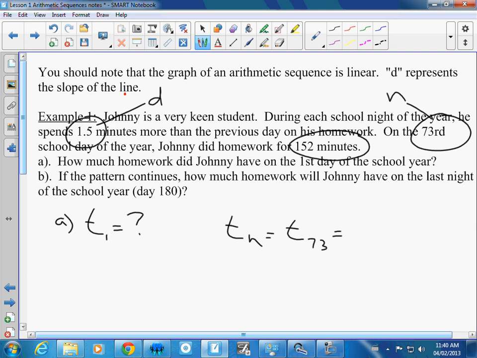Like if we had a sequence of numbers, bang, bang, bang, bang, we get to the 73rd one. How much is it? 152. Does that make sense? The term is not 73. The 73rd term is 152, right? What we're trying to do is find the first one, and then we add 1.5 to each. Now, could you do this backwards? Could you take 152 and subtract 1.5, and subtract 1.5, and do that 73 times? Would that be a waste of your time and mine? Immensely. So we can use a formula.